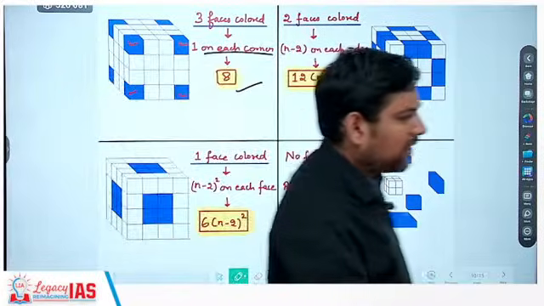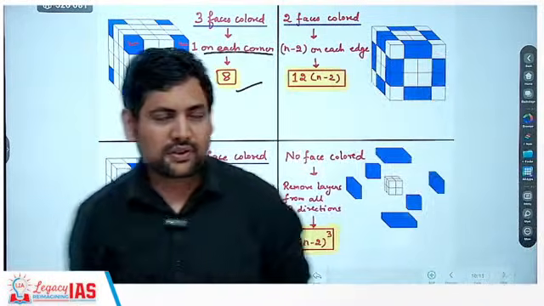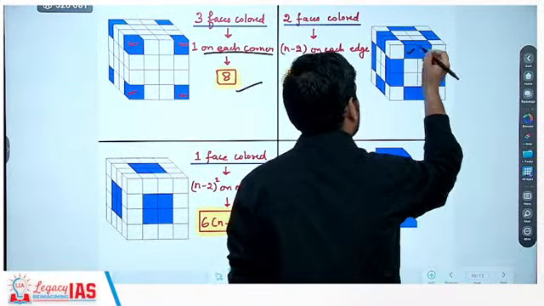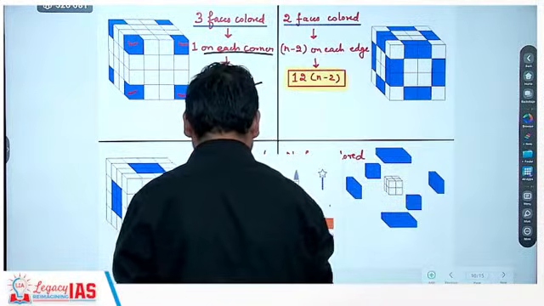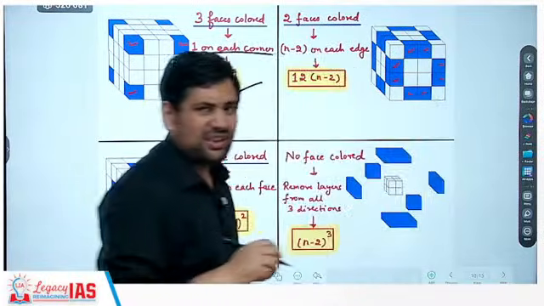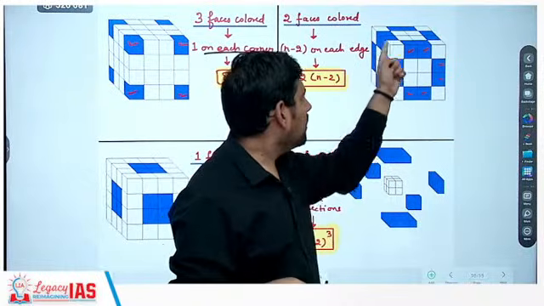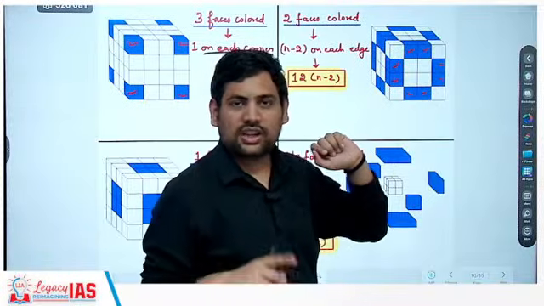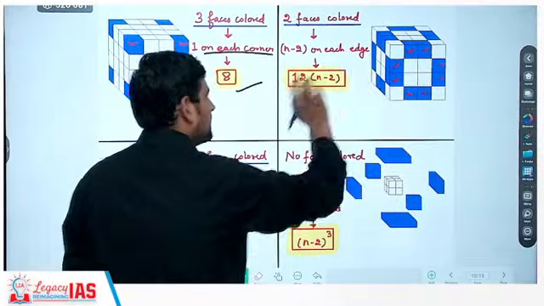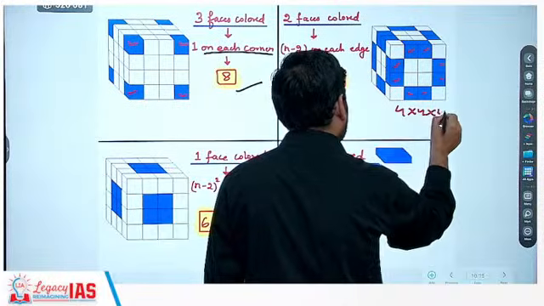Before that, let's do 2 face colored, easier to see. So now 2 face colored, if you remember, it was like this, that is on the edges, 1 2 3 4 5 6 7 8. Now actually how it is going, it is 2 on each edge. Now if it is 2 on each edge for this particular one, that is 4 cross 4 cross 4.